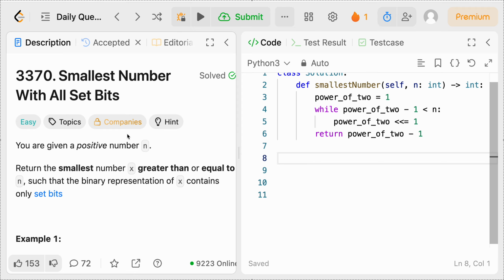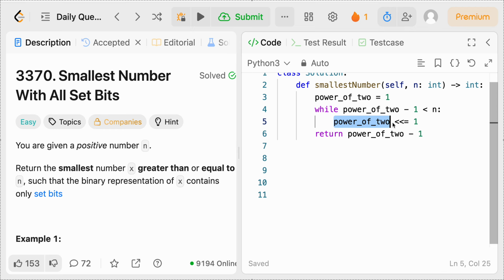And again, tying back to the main observation that we made at the start of the problem, only numbers that have the form 2 to the k minus 1 are valid candidates, which makes this solution rather straightforward, elegant, and efficient as well, because we're only checking numbers in the form of 2 to the k minus 1.